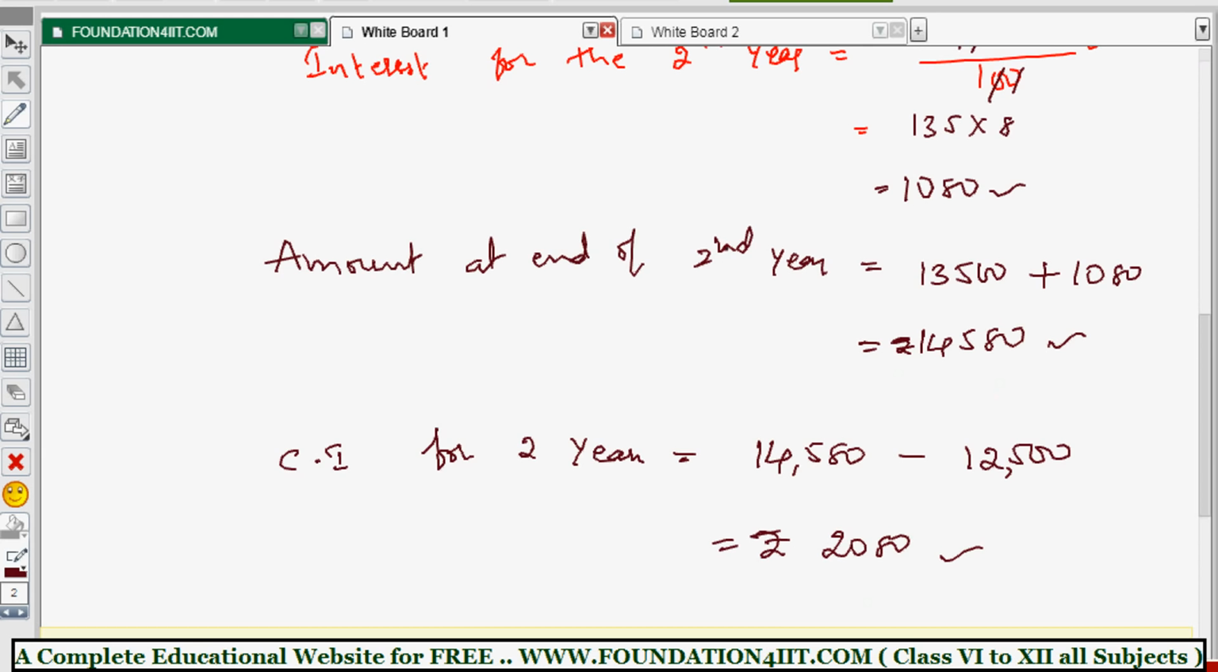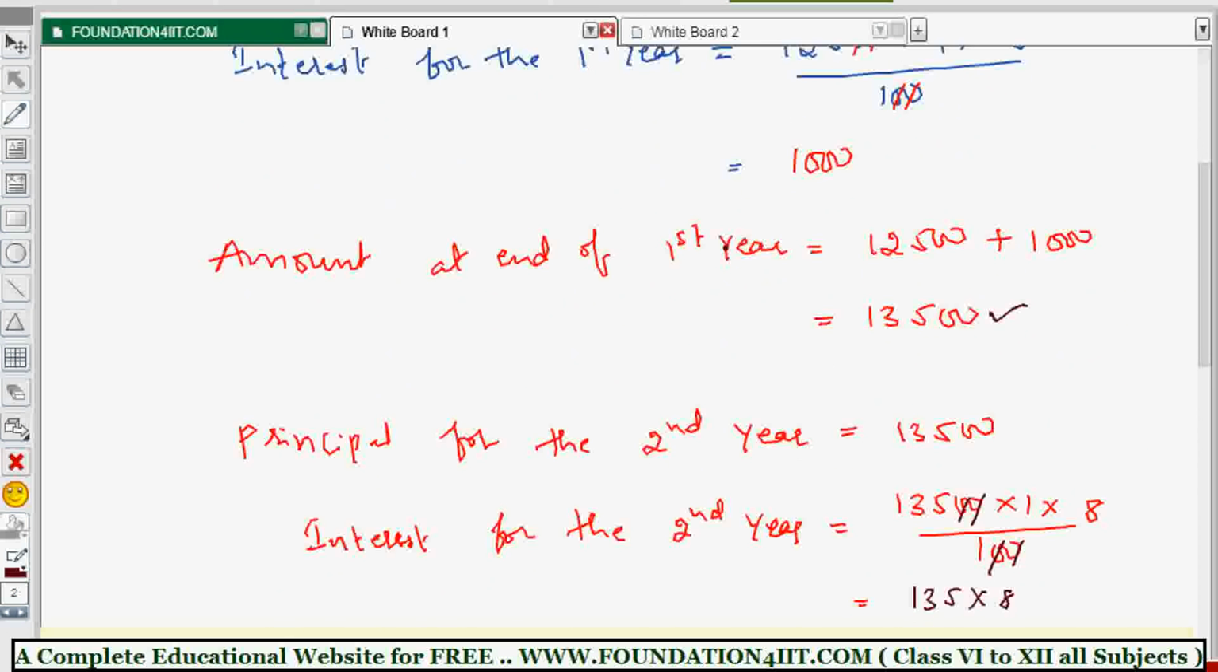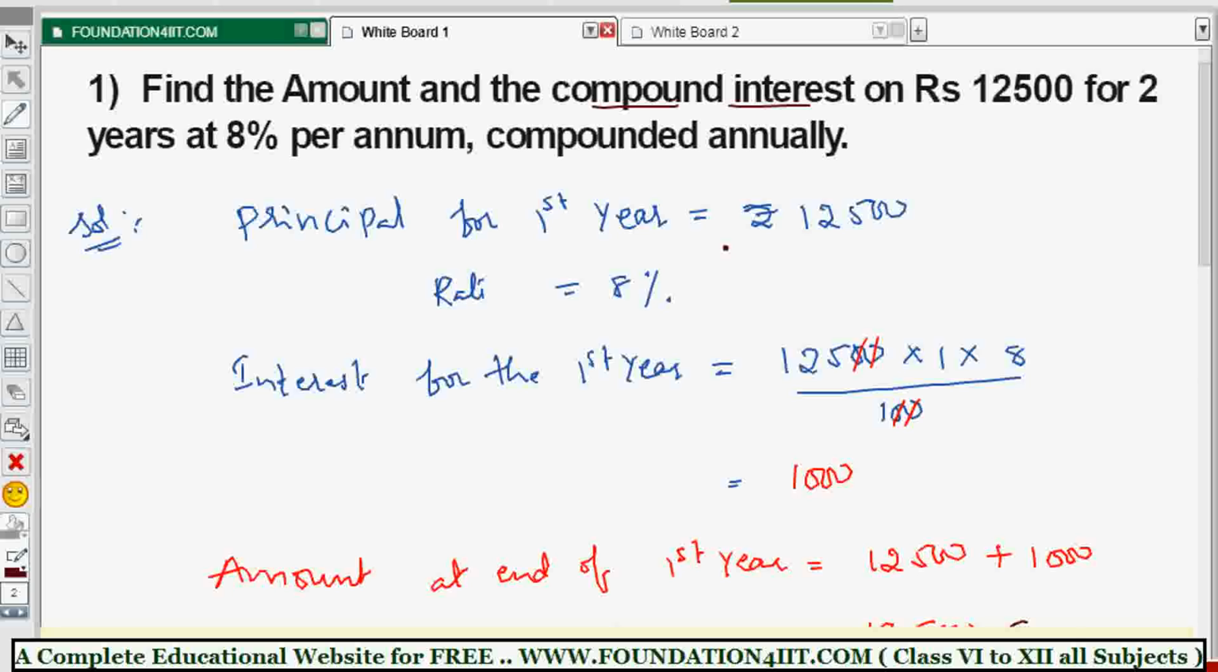This way, for the last 3 years also you have to continue the same. The problems will change, those numbers will change, but the method you remember is the same, right? Let's see one more question now.